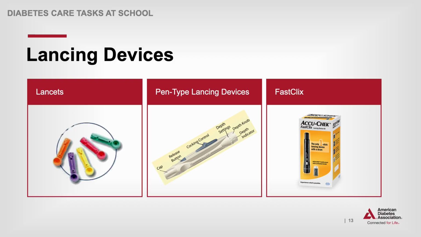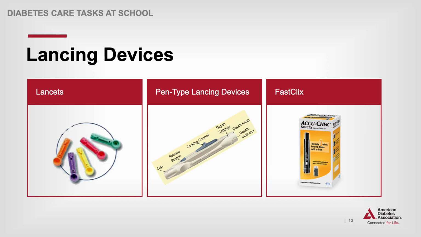The basic tool for drawing blood for a glucose check is the lancet, a very small, sharp needle in a plastic sleeve. There are many types of lancets and lancet devices. Many students will use a lancing device, a pen-shaped lancet holder that launches the needle with a spring and controls the depth of the puncture.